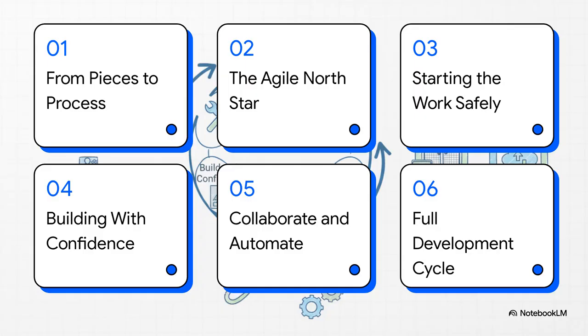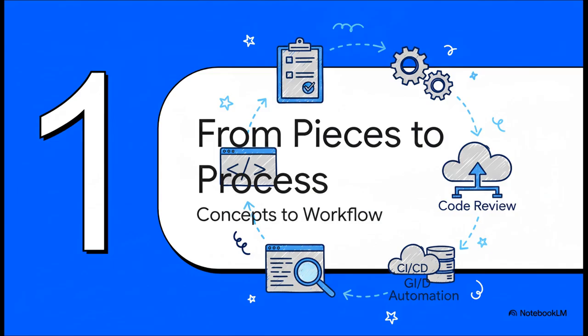So here's our game plan. We'll start by looking at the key pieces. Then we'll figure out the philosophy that guides everything. After that, we'll walk through the whole cycle, from the moment a task is assigned all the way to getting that code merged. All right, let's kick things off with Section 1, from pieces to process.